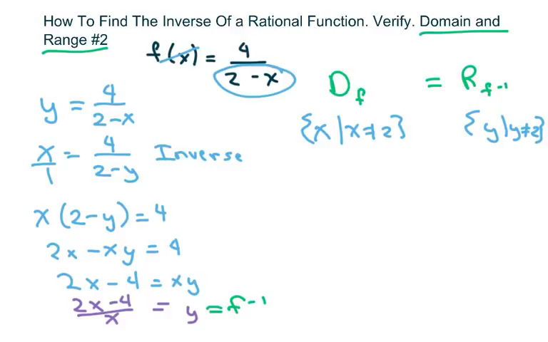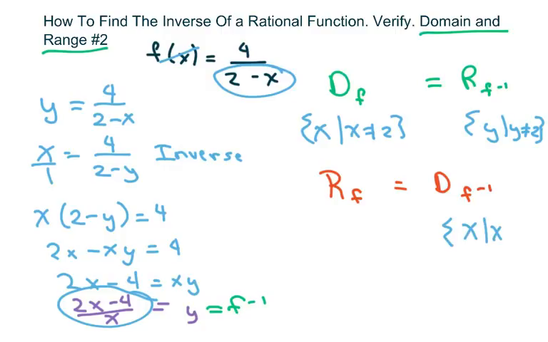And then your range of f equals your domain of f inverse. So basically I'm going to look here, and my domain of f inverse is all real numbers, but x cannot be 0. Therefore my range of f is y such that y cannot be 0. So all you're doing is switching the x and the y's. Okay, and now we have to verify.